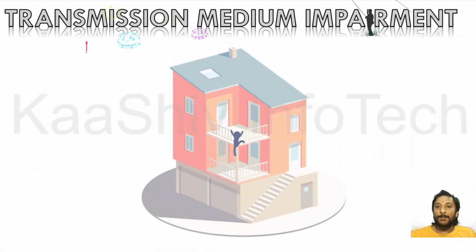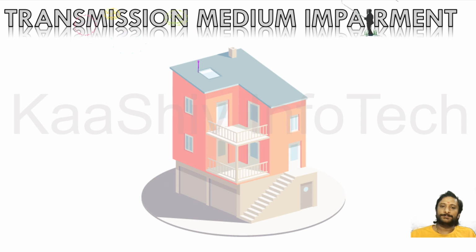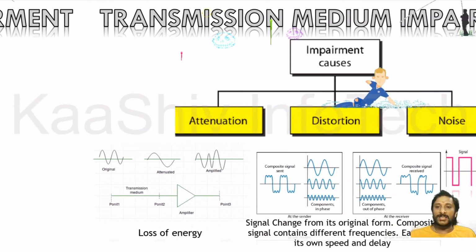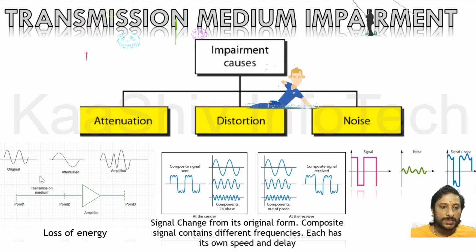If we talk about the impairment, what is the problem, sir? Sir, I'm sending the data. What is the problem? Obviously, attenuation and everything is there. Let's see what the problems, the impairments happening here are. So, the transmission medium impairments: attenuation, you are able to see it here.